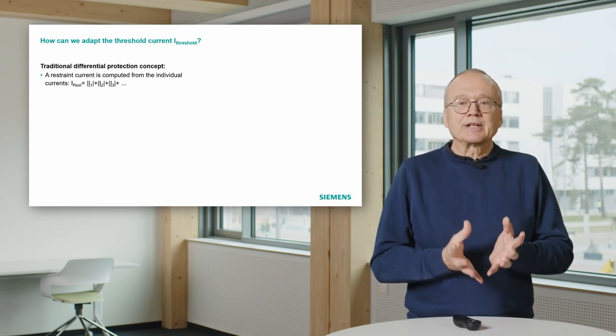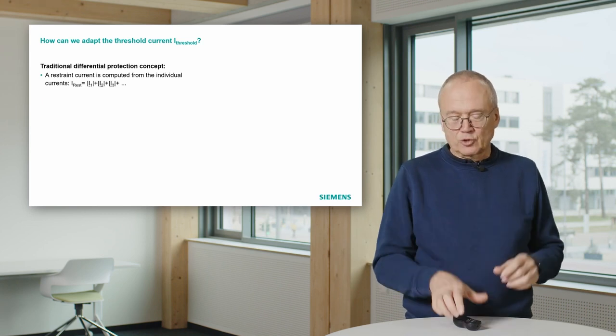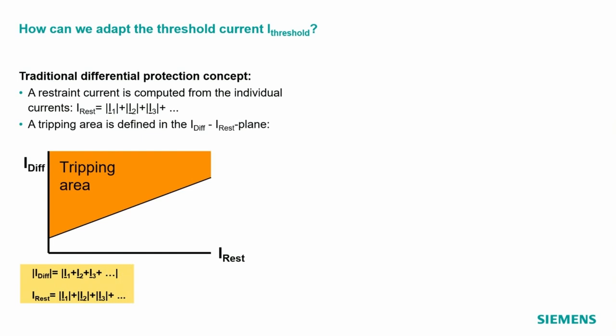And this restraint current is an indication of how much current is flowing there, and that is used to adapt the threshold value. And what you normally find there is a diagram like this. That means you have on the horizontal axis this restraint current, which is an indication for the amount of current on the line. And on the vertical axis you have the differential current. And then you define in this plane a tripping area. It can look like this orange area here. You see in particular applications it may look a little bit different, but the idea is always the same.